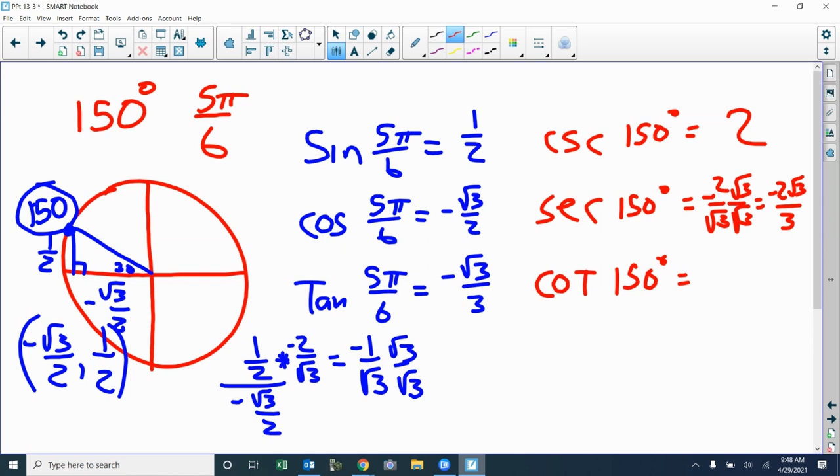150 cotangent. I'm going to go back to here. I know you see me, I did that work down there. It is just like we did earlier when we were finding some of these. Go back to right before you rationalize, because then we can just invert this, so it's going to be negative square root of 3 over 1, but we won't write it over 1.